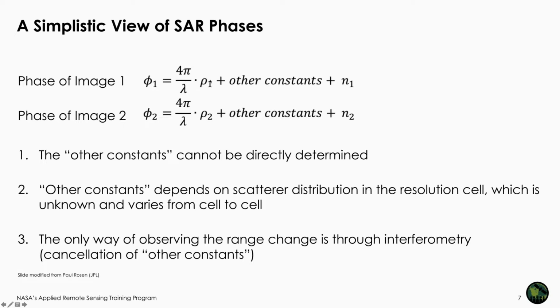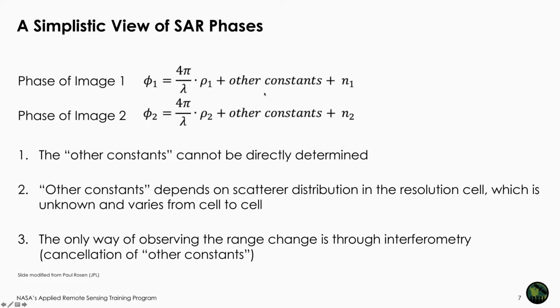And this rho 1 is the distance from the satellite to the ground in the first image. Rho 2 is the distance from the satellite to the ground in the second image. And you can see that that's multiplied by this 4 pi over lambda. That's the key number that converts distance in meters to a phase, because we're dividing by the wavelength here, which is also in meters.